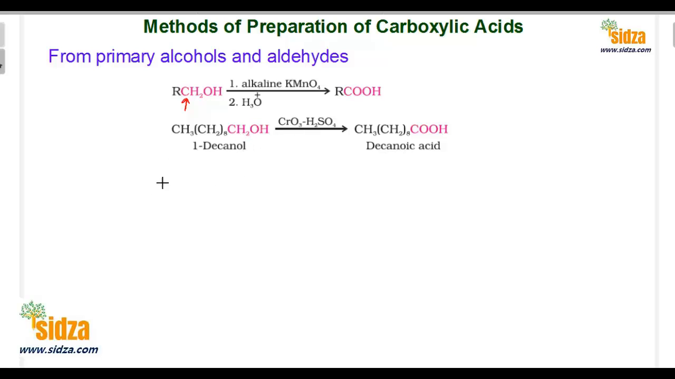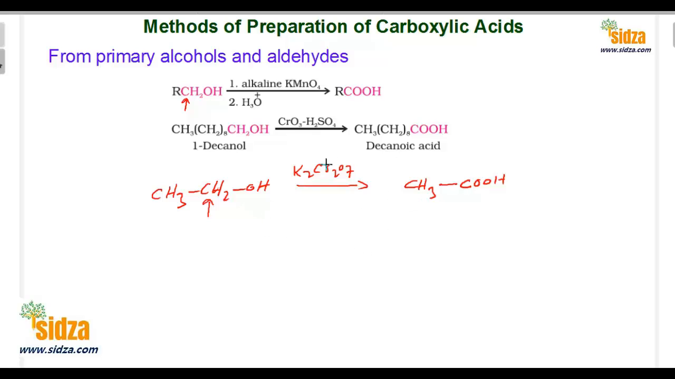Let's take another example. Suppose here we have an ethanol, CH3CH2OH. We can oxidize this molecule with any of these two, or even you can use potassium dichromate, K2Cr2O7. So what you will get is a carboxylic acid. This carbon will be converted into COOH, and you have a CH3. Keep it there like this, CH3COOH.